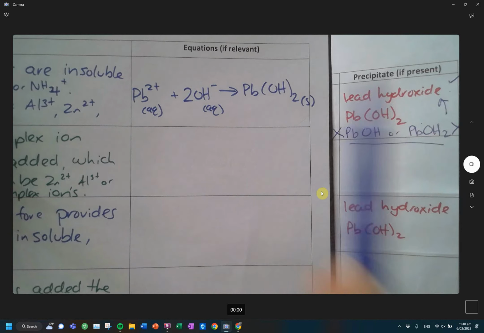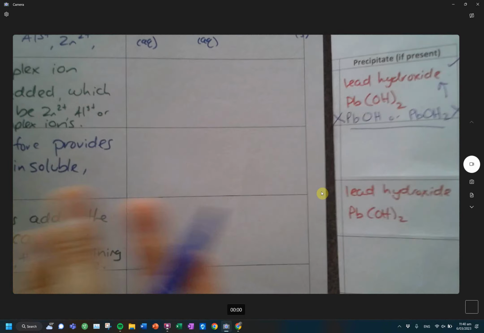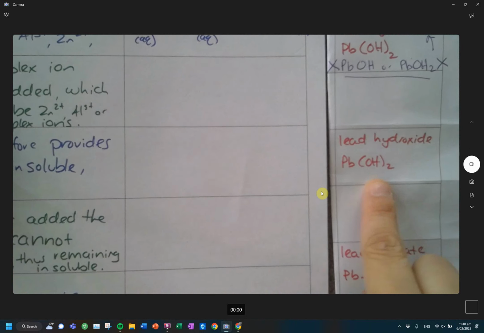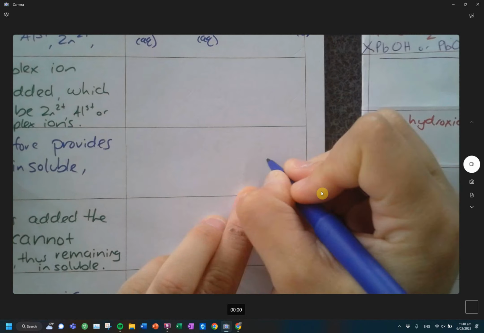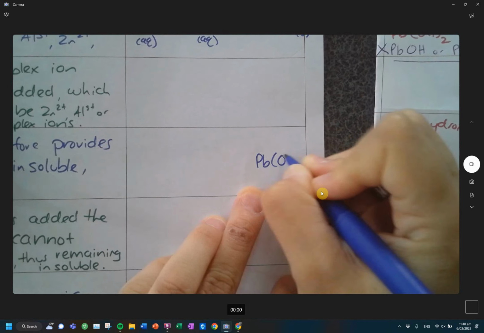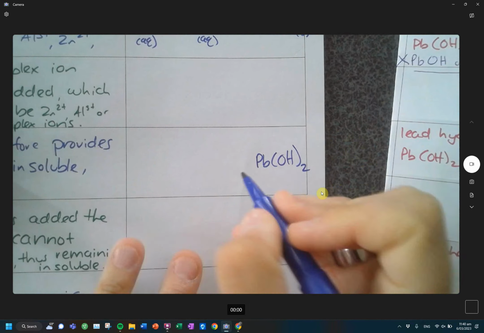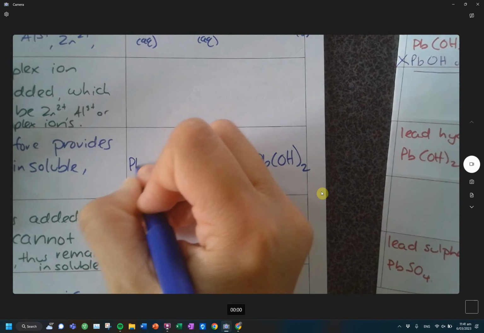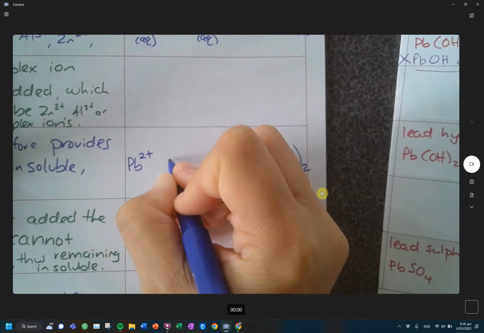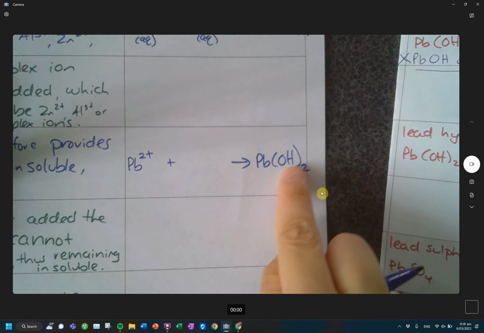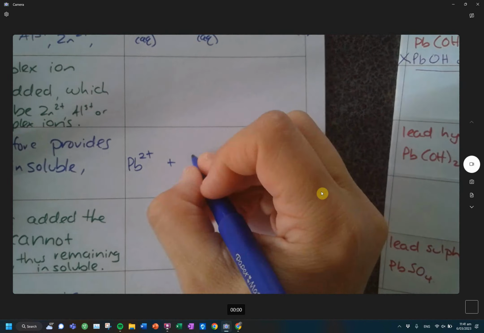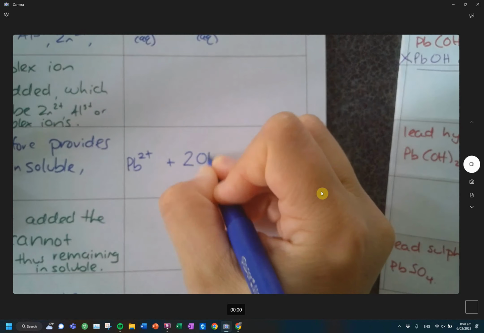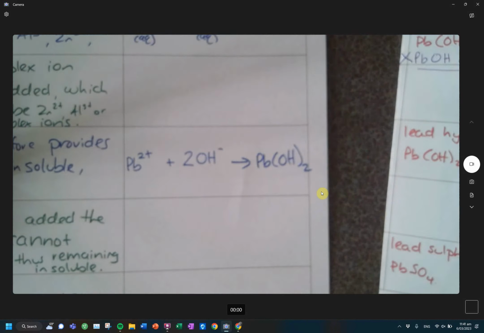So I wrote the equation. We can actually do it again here because number 3 has the same precipitate. So start with your lead hydroxide. Draw your arrow and then split it apart into its two ions. So the lead, Pb2+, plus the hydroxide. Since I see there's a 2 behind my hydroxide, when it comes to putting it in equations, I put the 2 in front.